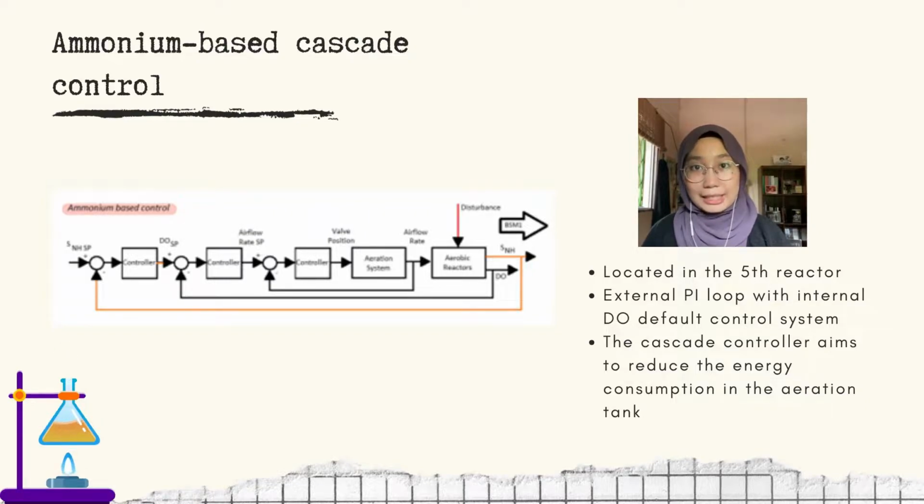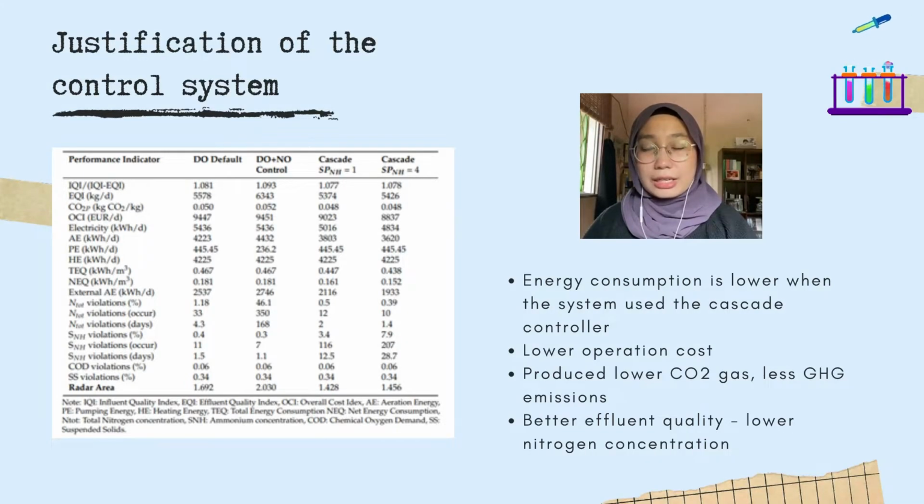In the treatment plant, the chosen controller is an ammonium-based cascade controller. The purpose of this control scheme is to reduce the energy consumed by the aeration process. The cascade controller is located in the fifth reactor with an external PI loop that calculates the dissolved oxygen set point for the DO default control system, which is the inner loop of the cascade control scheme. The cascade controller is compared to a default dissolved oxygen control and dissolved oxygen plus nitrates controller to see the efficiency of the overall plant.